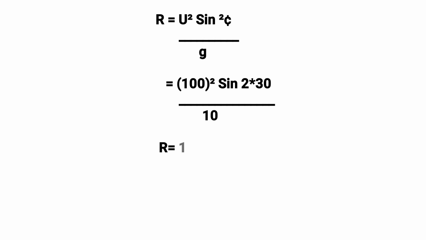Solution. Given our initial velocity is 100 meters per second, our angle is 30 degrees. We are going to compute. R is equal to u squared sine 2 theta all over g. Using indices, 100 squared is going to yield 10 raised to power 4. Sine 2 times 30 is the same thing as sine 60.